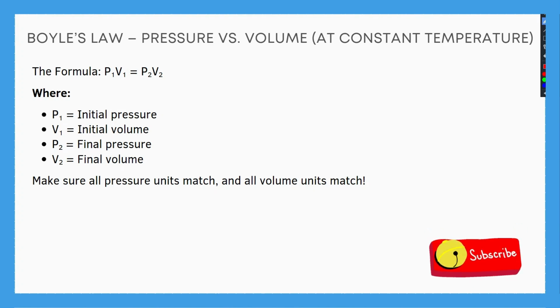Now, here is the formula for Boyle's law. It says P₁V₁ is equal to P₂V₂. How did we come about this formula? Where was it derived from? It was derived from the law that says that when a gas is kept at constant temperature, the pressure P is inversely proportional to the volume V.